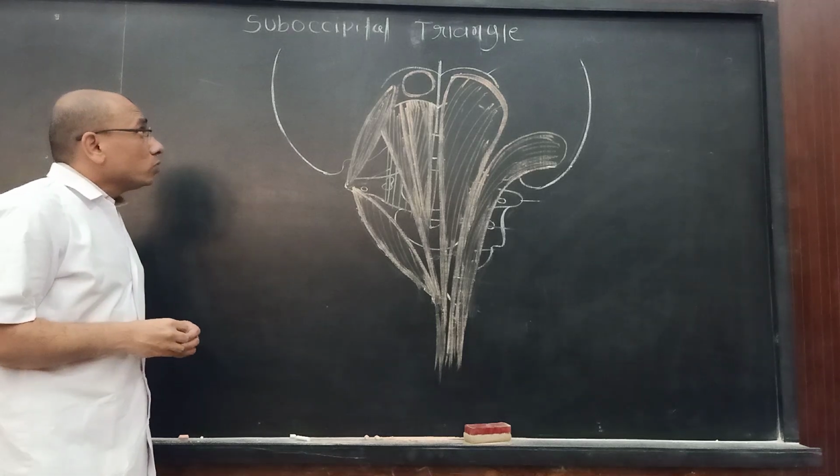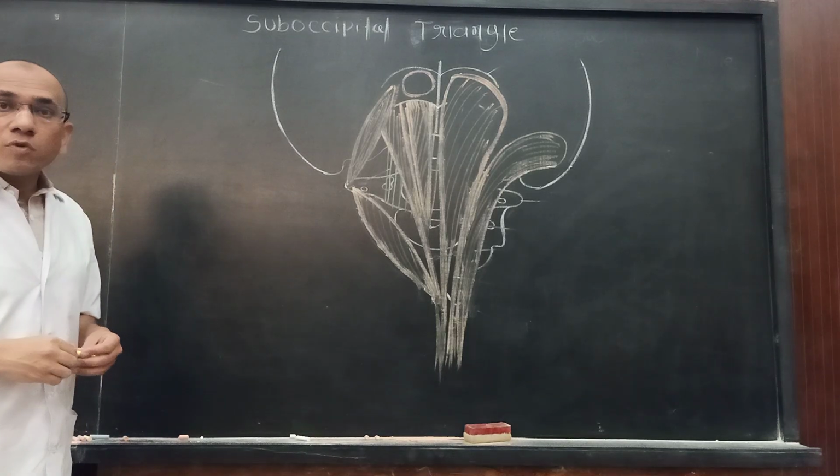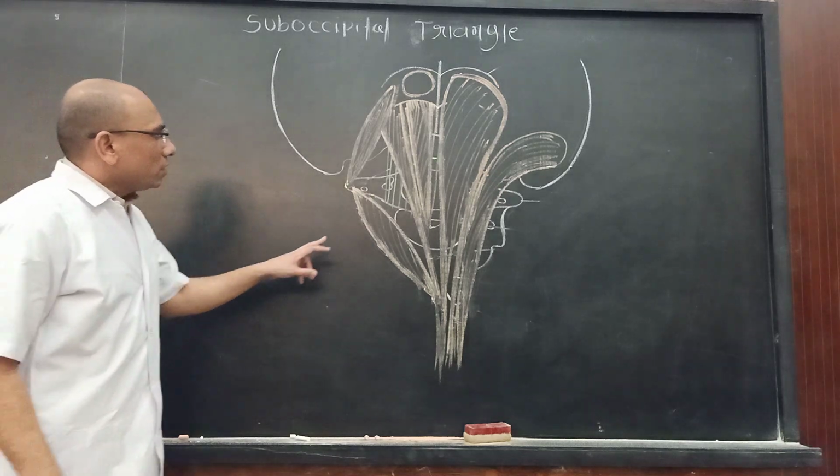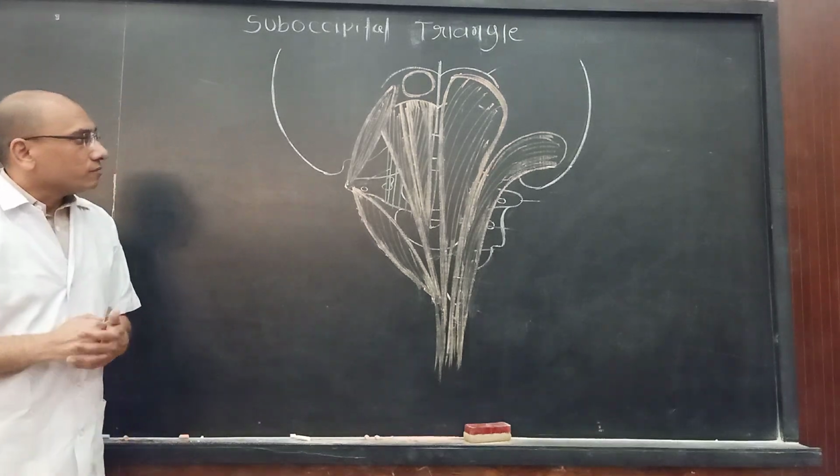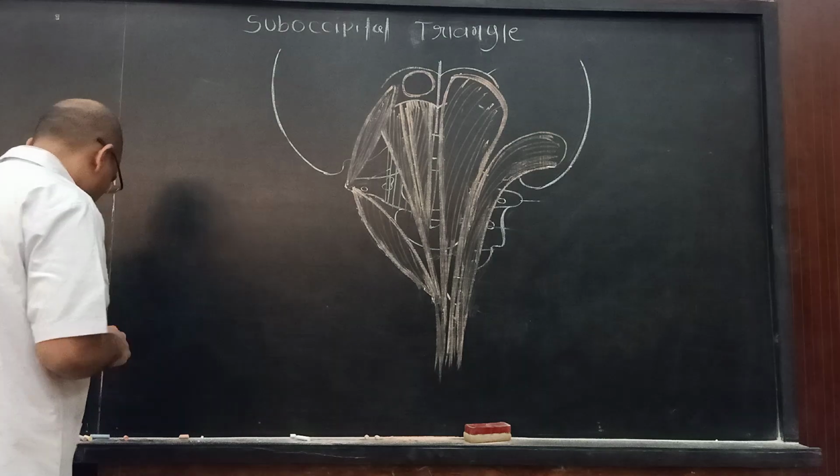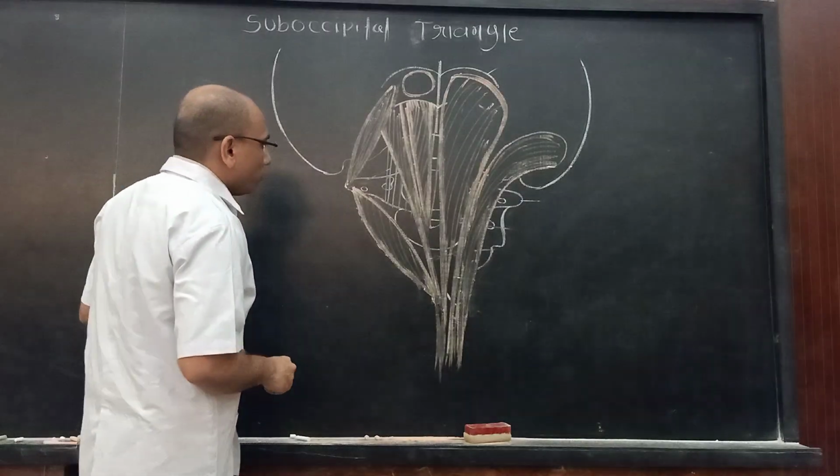Okay, we are going to part 3 of suboccipital triangle. Last part, content of the triangle. First content of this triangle is vertebral artery.